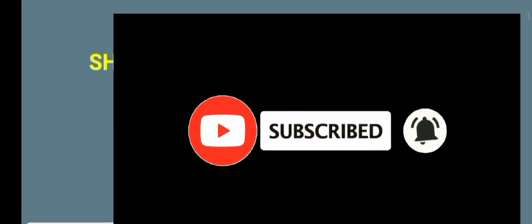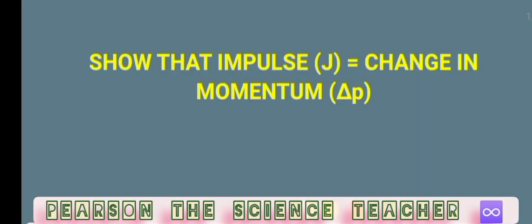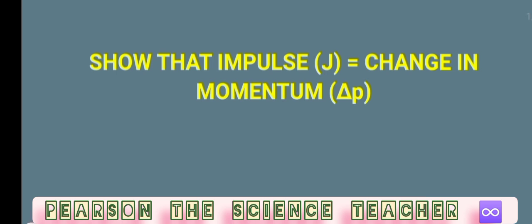In this activity, we're going to do something very simple. We are going to show that impulse is equal to change in momentum. The first thing we're going to do is define what momentum is and what impulse is.